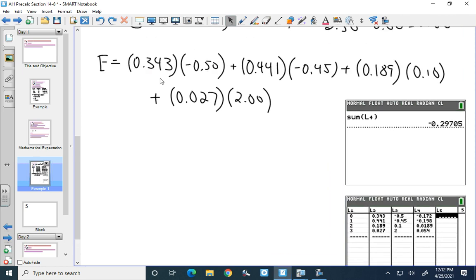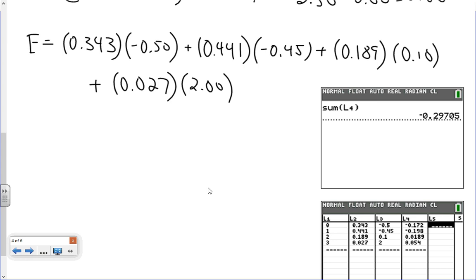All right. Now we can fill in what our mathematical expectation is. Our mathematical expectation, we said, was the negative 0.29705. So this is equal to a negative 0.297. Again, make sure you got 3 decimal places in your answer there. If you want to list all those decimals, you can, but I need at least 3 of those.